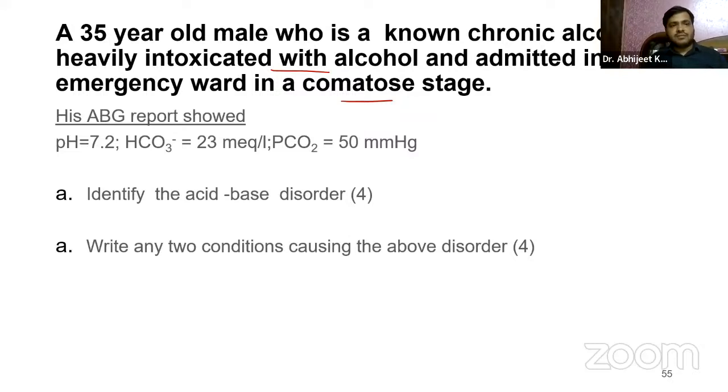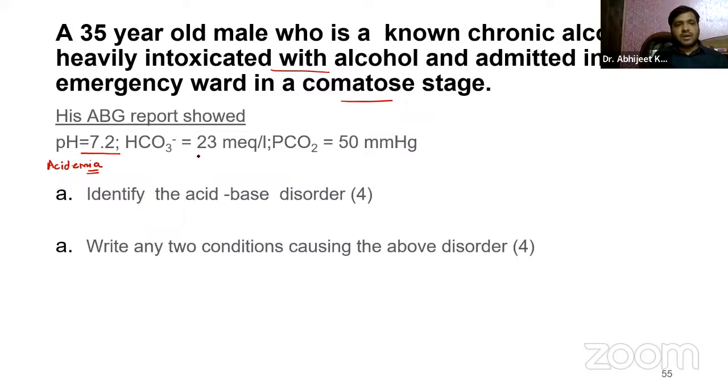Now they have given the pH that is 7.2, bicarbonate that is 23 milliequivalents per liter, and PCO2 that is 50 mm Hg, right? They have asked two questions over here. First, identify the acid-base disorder. Just try to look at the pH, guys. It is slightly lower than the normal pH, so you should know that it is acidemia, lower than the normal pH.